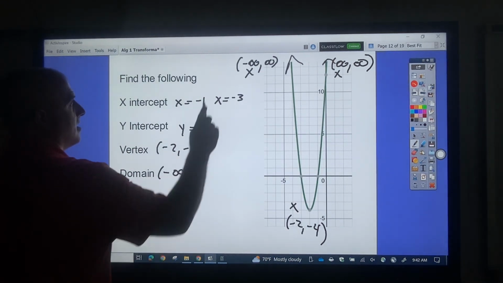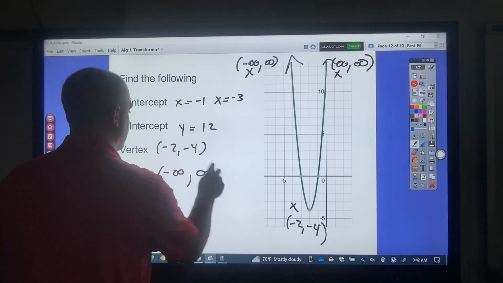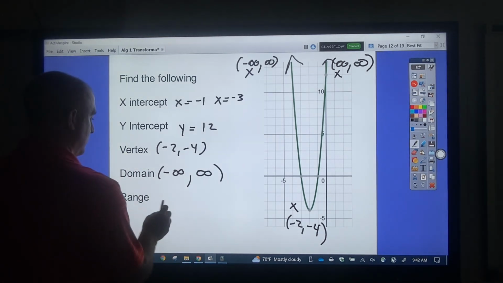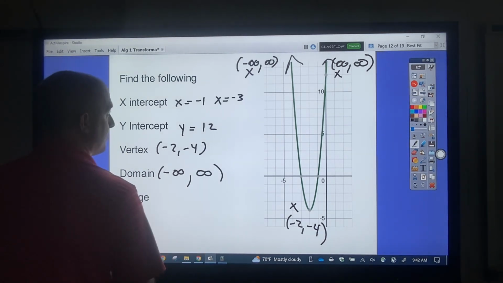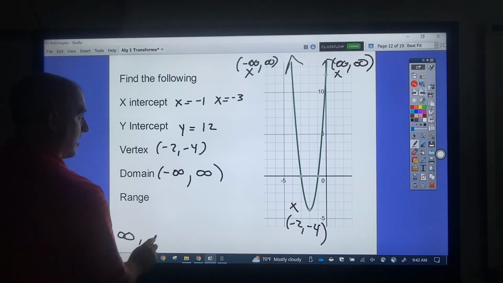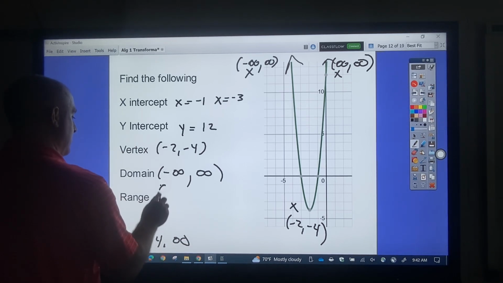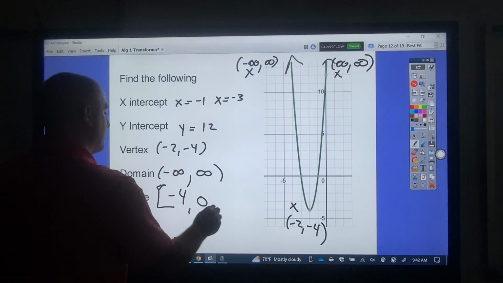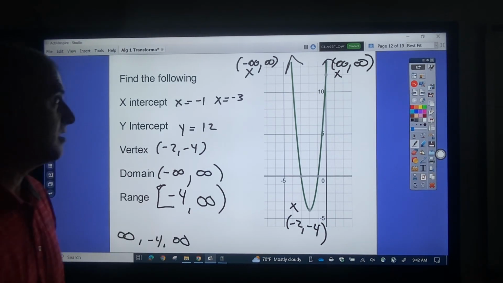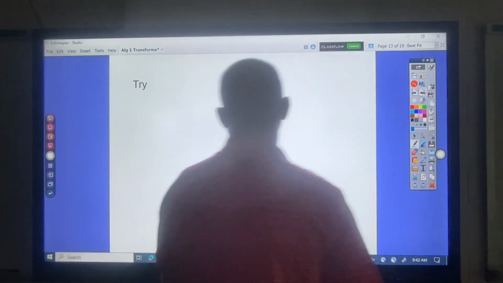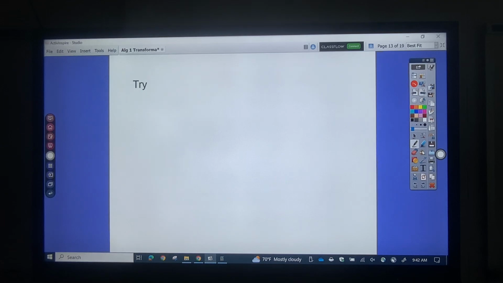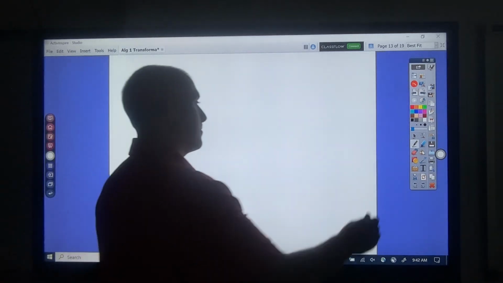Negative infinity. The biggest one is positive infinity. My range, I got infinity, got negative 4, and I got infinity. Okay. My smallest one is going to be negative 4. My biggest is going to be positive infinity. Okay? All right, so go ahead and pause your video. Go ahead and try those on your own.